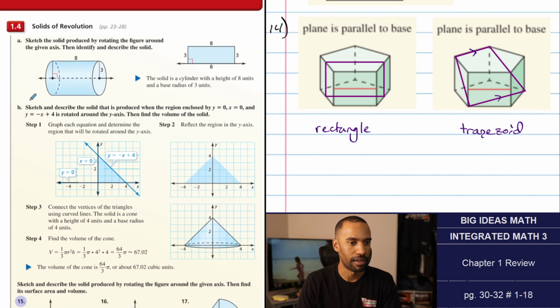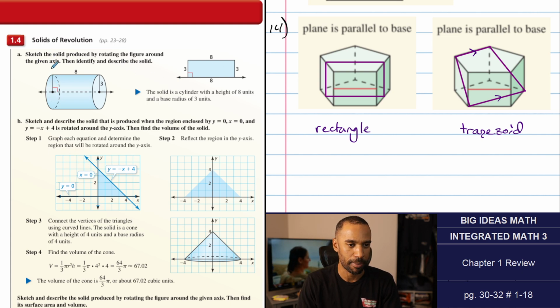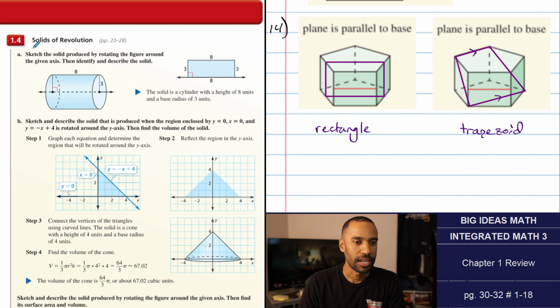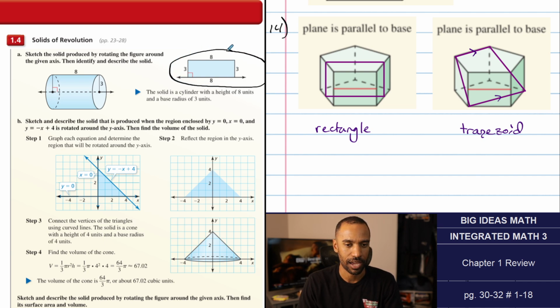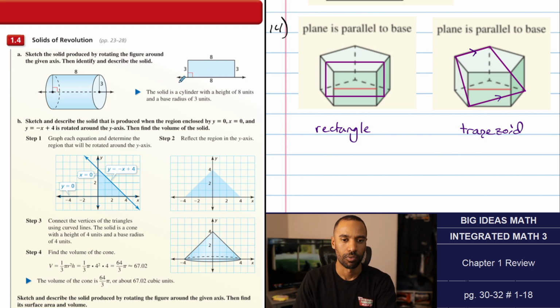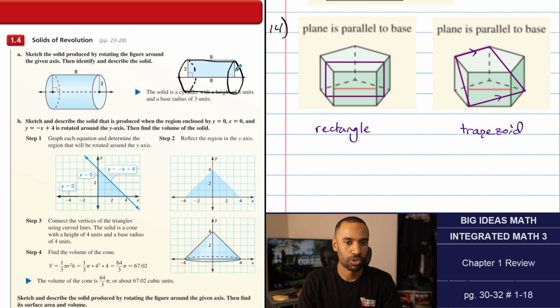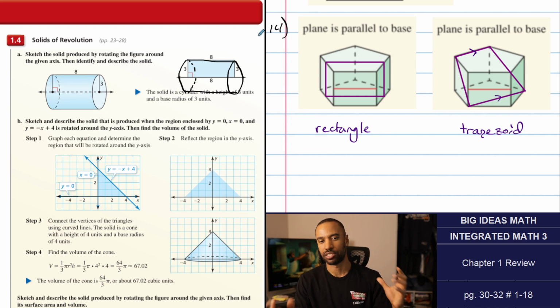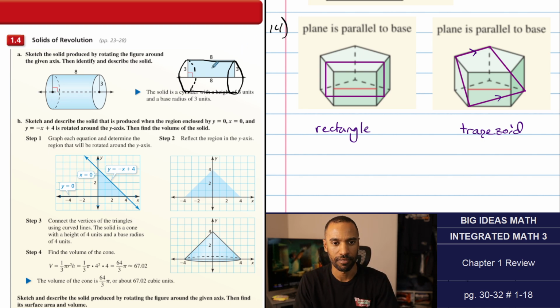They have a couple of examples. A part A, which is completely independent from part B. Let's take a look. Sketch the solid produced by rotating the figure around the given axis, then identify and describe the solid. So here's the original. They take this and say we need to rotate this around this axis. When you do, you make this cylinder, right? You go around there and around there and connect those dots. There you get that cylinder appearance just like they have. Radius is 3, height is 8. Remember, height is the distance between your bases. These two circles are the bases of it. So the solid is a cylinder with a height of 8 units and a base radius of 3 units.